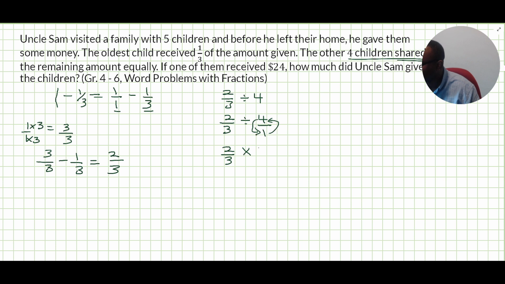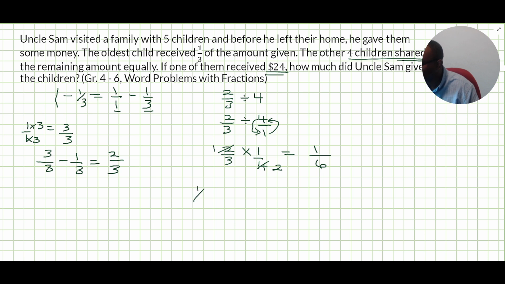So this is going to give us 1/4. Now we have 2 divided by 2, we have 1. 4 divided by 2, we have 2. So this is going to be 1/6. Now we're told that 1/6 of the total amount is $24.